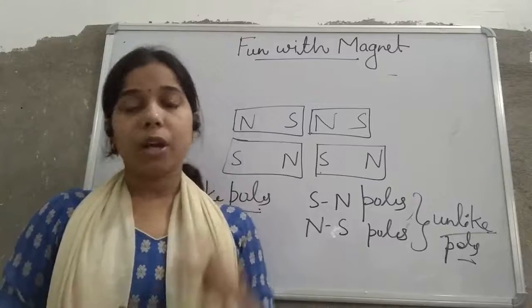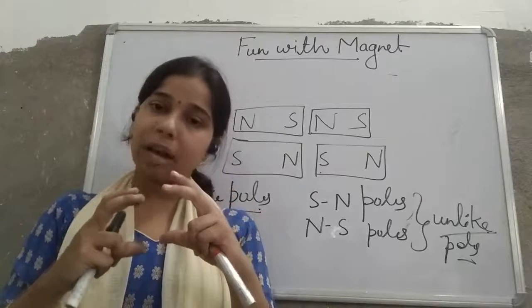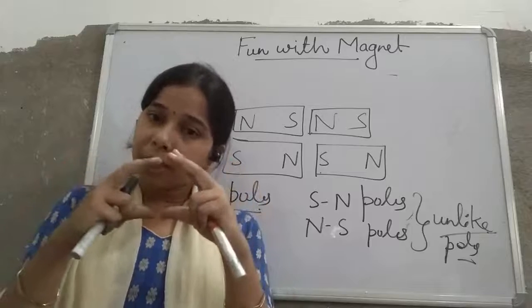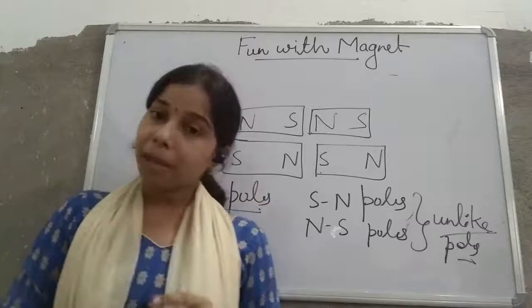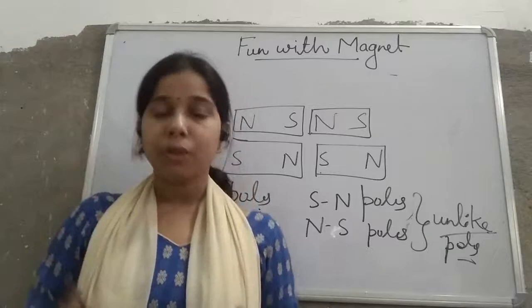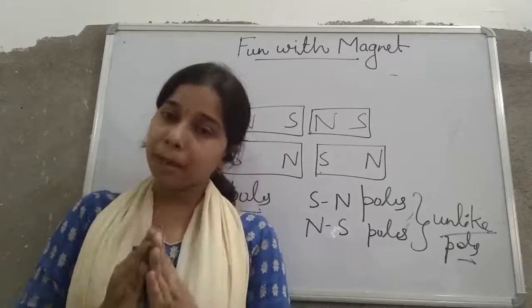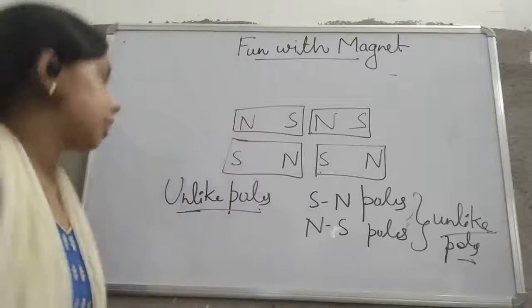Or if you take a north pole and the north pole of the other magnet and try to keep them together, they will start repelling each other. So like poles repel each other, and unlike poles attract each other. Let me explain to you.